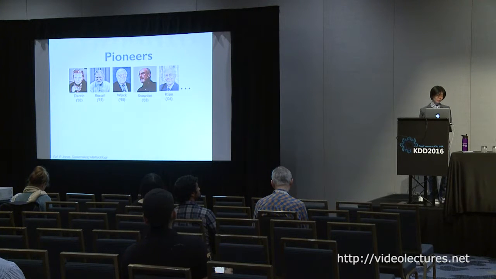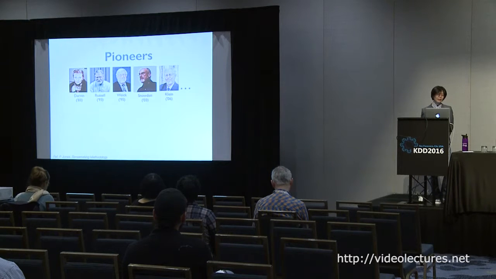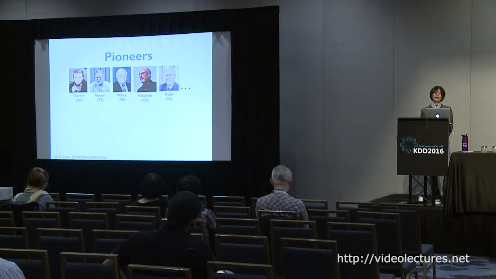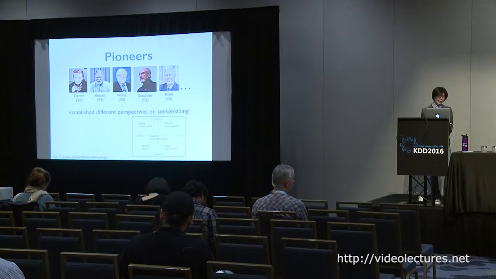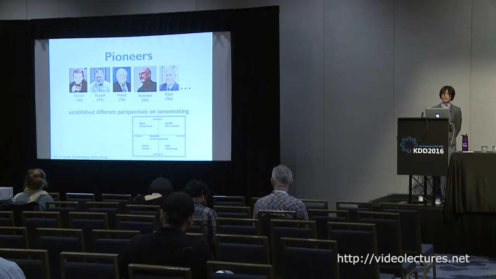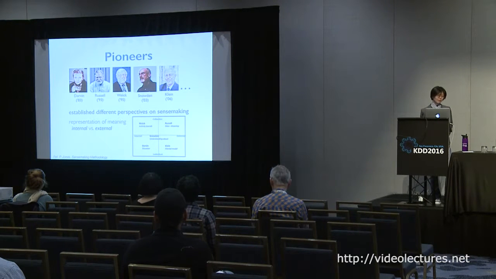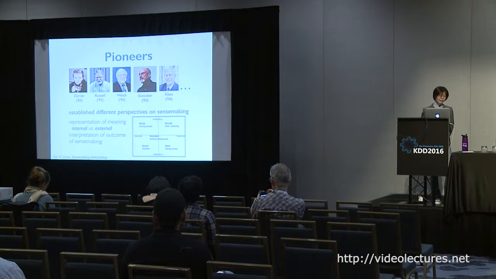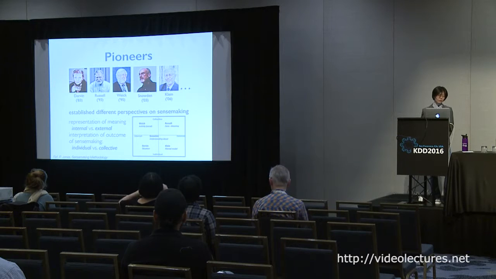These are the major contributors to the sense-making theories. It starts from the early 70s, and these pioneers have developed and used sense-making theories in many areas, including cognitive psychology, information science, especially the HCI domain, and organizational studies and sociology. They have established different perspectives on sense making. For example, the representation of meaning could be internal in our mind, or external, like using artifacts from the environment. And the outcome of sense making can be interpreted as an individual understanding of the new experience or a collective shared understanding of the new experience.